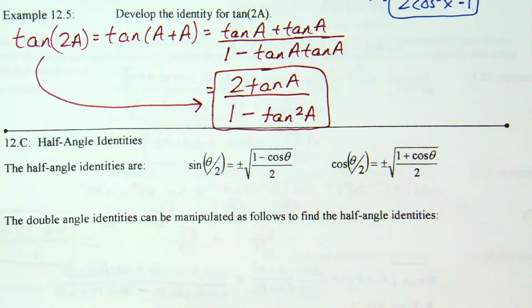I would be happy if we can get through half angle identities there. If we leave the log stuff for tomorrow, fine, so be it. But if we can get through all this half angle stuff, that'd be good.